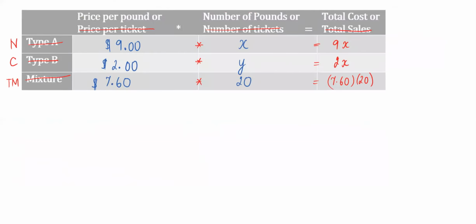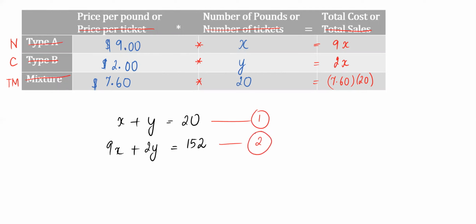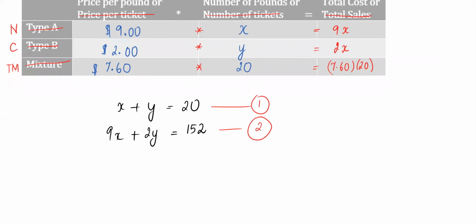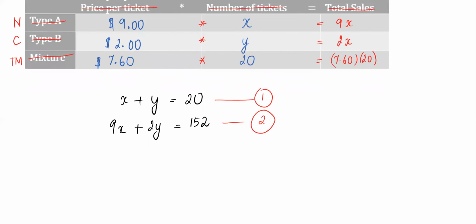Okay. Now we're going to go ahead and write out the equation from these two. X plus y equals 20. 9x plus 2y equals, multiply these two, you get 152. Okay, we could again choose to use a substitution method or elimination method. For variety, let's use substitution here.